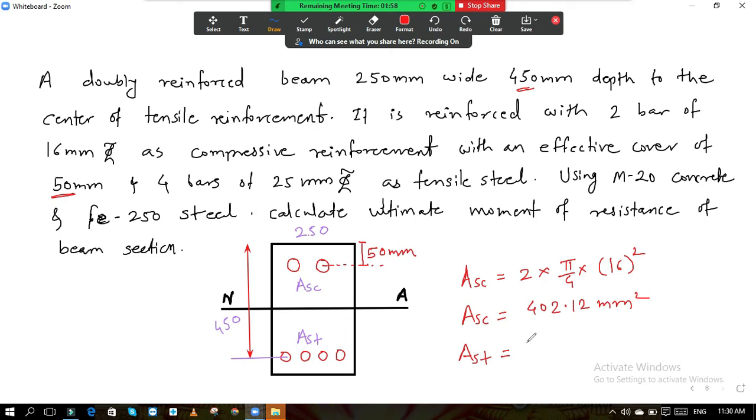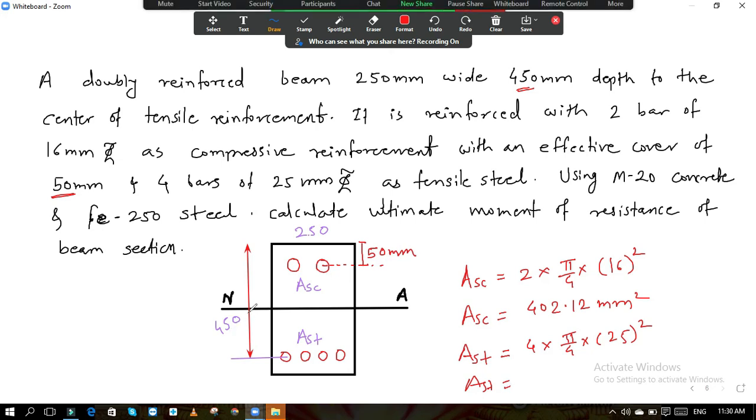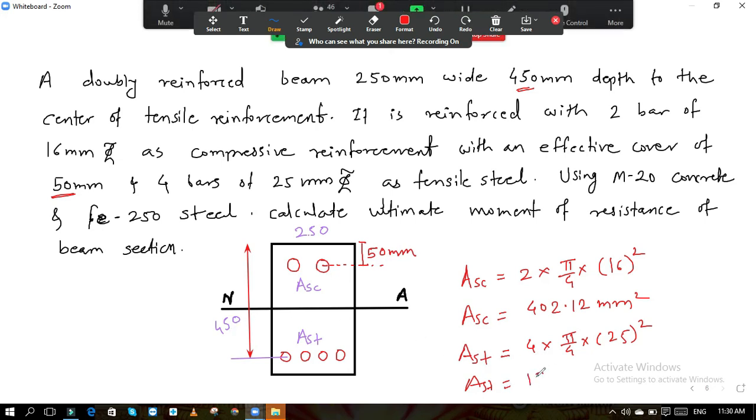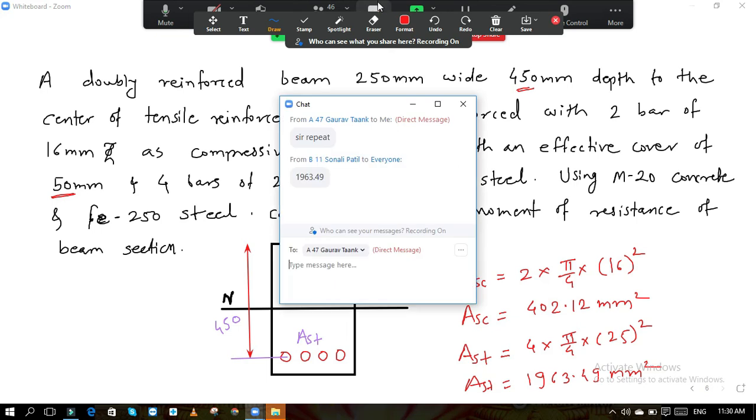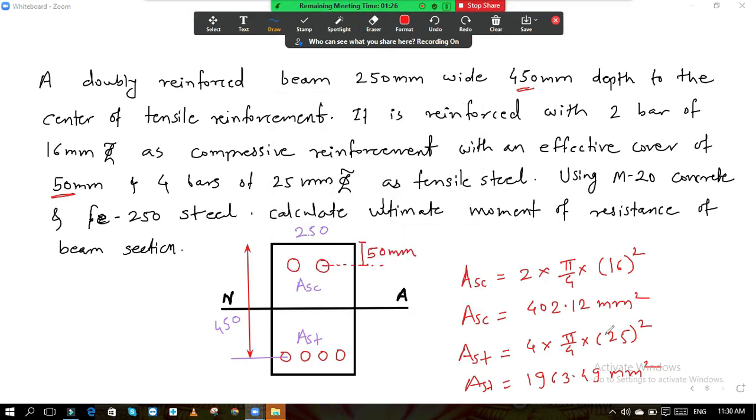4 bars of 25 mm diameter. So our AST is equal to, how much is it? Calculate this. It is 1963.49 mm square. So these are the values of ASC and AST.